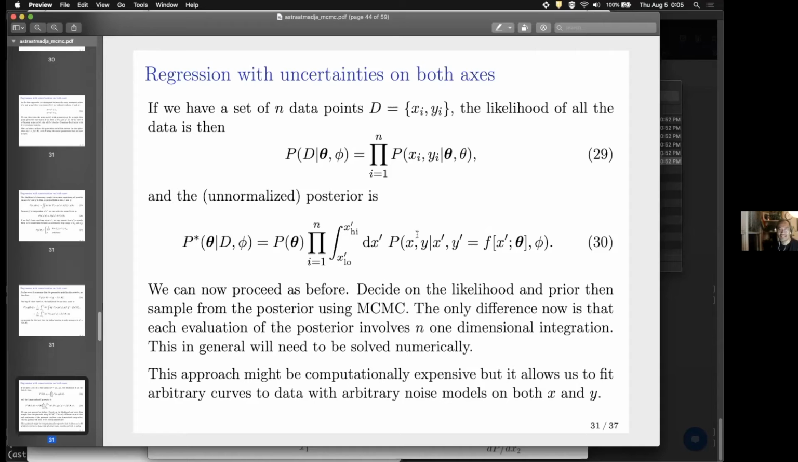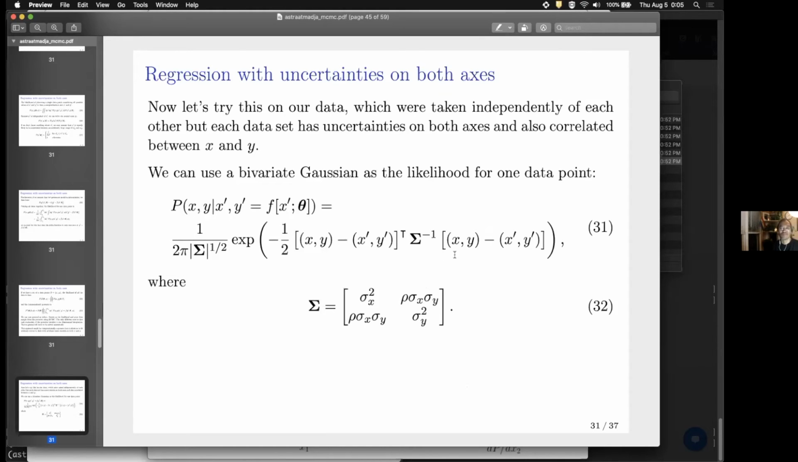In general, there's no analytical solution for this, so it has to be solved numerically, and this can be expensive. Nevertheless, we can use this method to apply to an arbitrary noise model. So even though it's expensive, maybe it makes more sense to do this. Here's our likelihood. It's just a Gaussian centered on the true values of x and y.